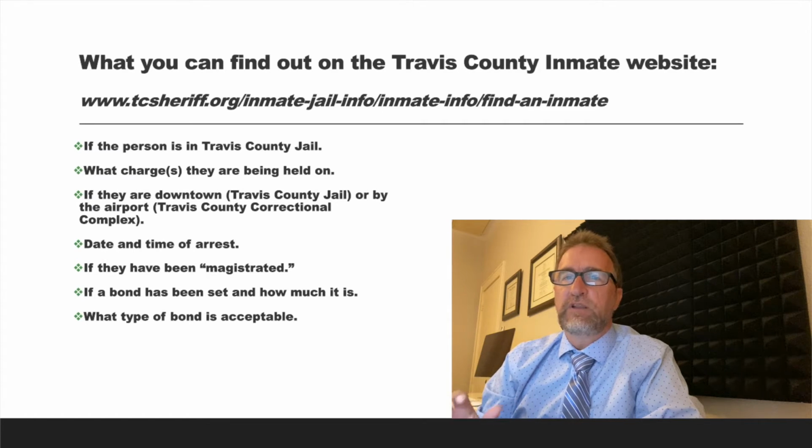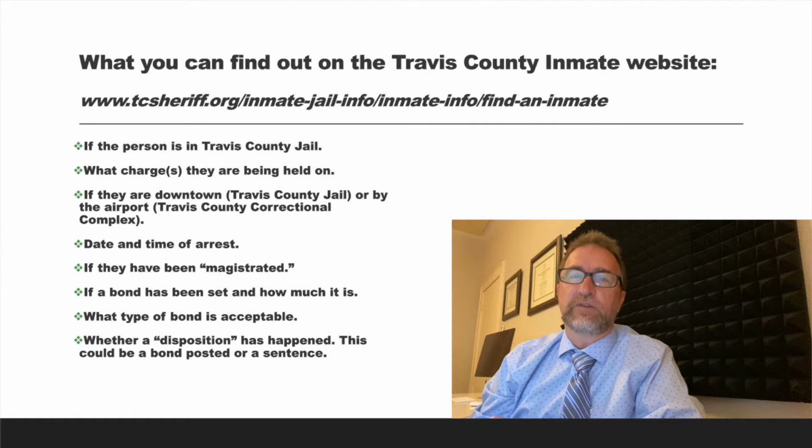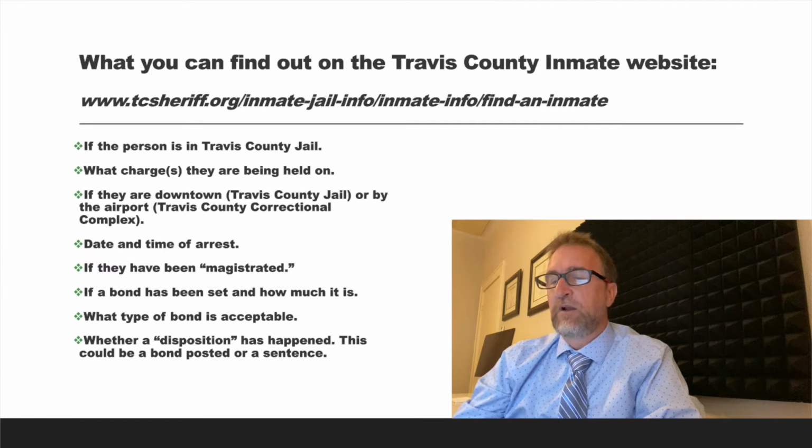And usually it'll say any type of bond, which means it can be any of those: personal, surety, which is a bail bondsman, or a cash deposit bond. Sometimes it'll say surety only, meaning they can't do a personal bond. And the last thing you'll see at the bottom is disposition, meaning what's happened, and that's either going to show that a bond has been posted. So for example, it might say personal bond, meaning that's already been posted, or if in the case if their case is resolved, like a sentence, like a jail or something like that.